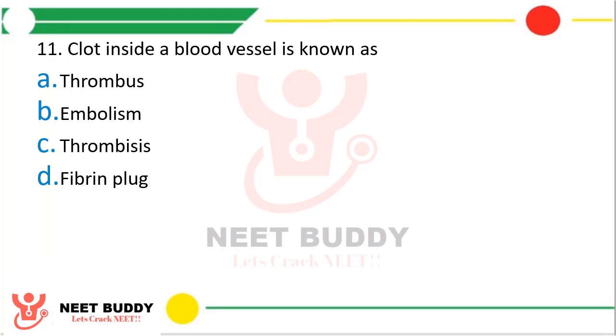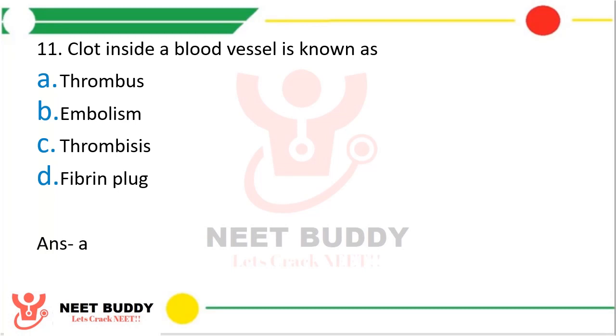Question number 11. Clot inside a blood vessel is known as option A, thrombus, option B, embolism, option C, thrombosis, or option D, fibrin plug. Clot inside a blood vessel is known as. The correct answer is option A, thrombus.